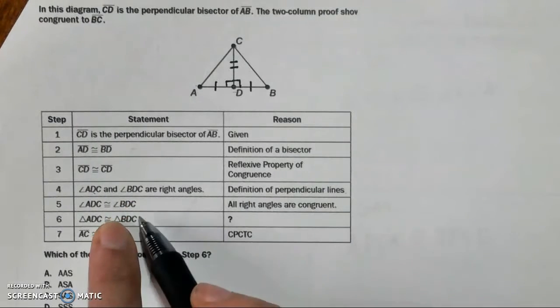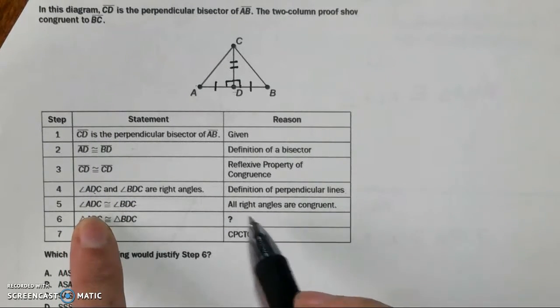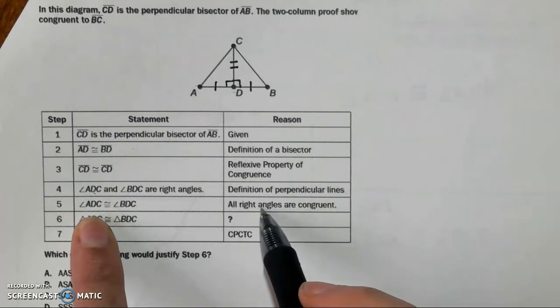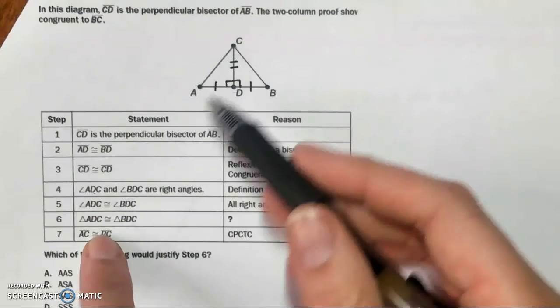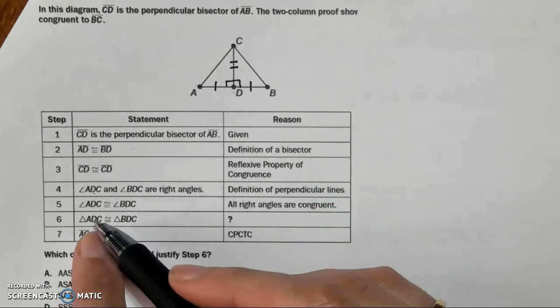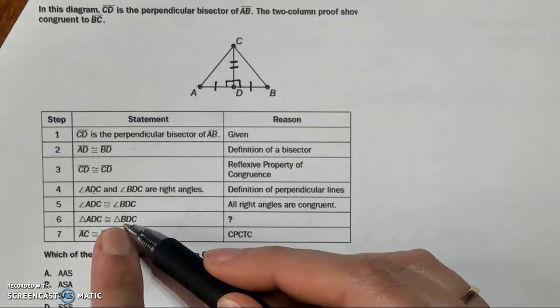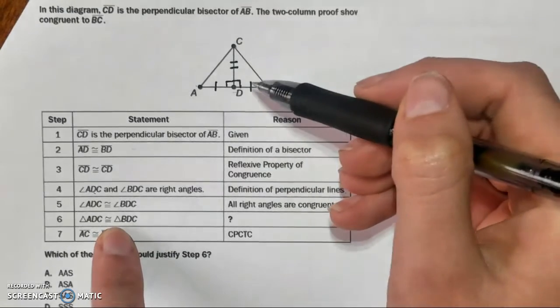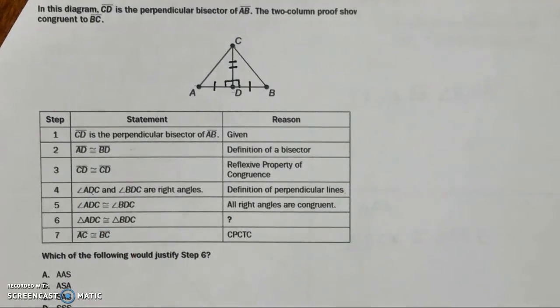And then we see right here that these two angles are congruent because all right angles are congruent. And well, now with the information that we have, how could we prove that triangle ADC is congruent to triangle BDC? Well, what do we have? Pause and tell me what triangle postulate would help us with this problem.